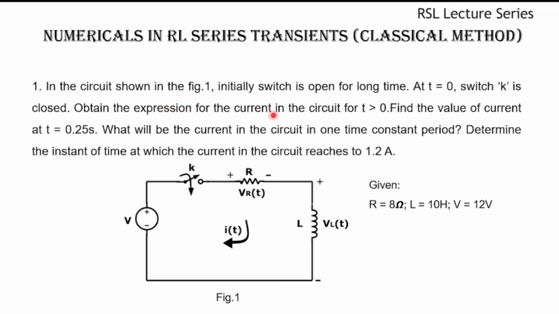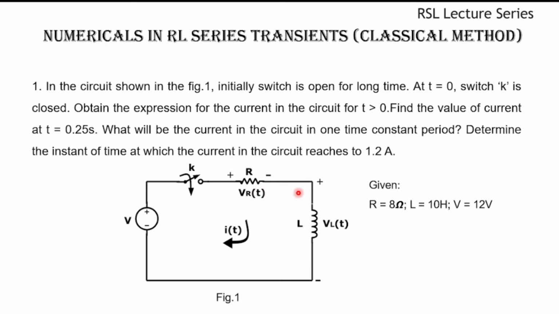So first we have to obtain the expression i(t), and then we have to find out the current value at t = 0.25 second. What will be the current? So next we have to find out what will be the current in the circuit in one time constant period. So here in the case of RL series circuit, time constant is given by L by R. Next, determine the instant of time at which the current in the circuit reaches 1.2 ampere.